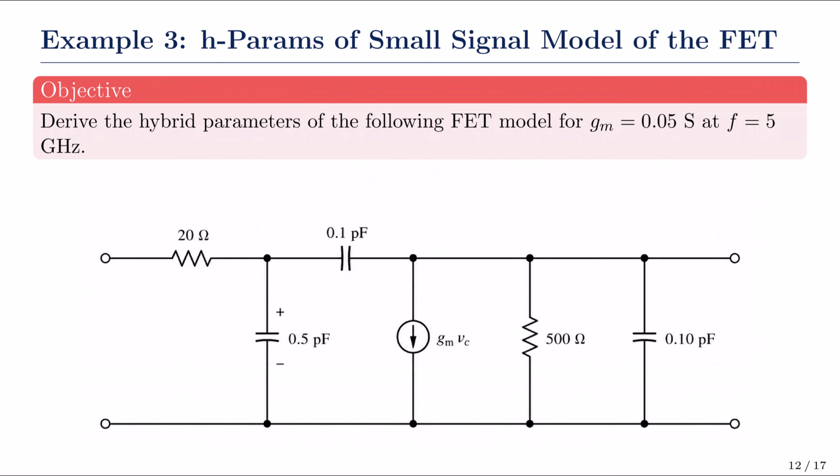We now move to the third example, the hybrid parameters of a small signal FET model. The model includes the input resistance, the gate source and gate drain capacitances, the drain source resistance, and the controlled current source with transconductance Gm. For this example, we will first write the two-port equations directly from the circuit. We can then rearrange them into the standard h parameter form and evaluate the parameters numerically at the specified frequency.